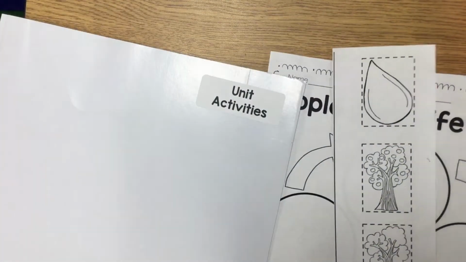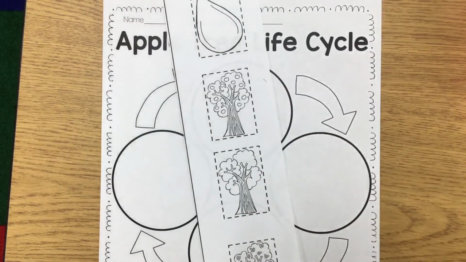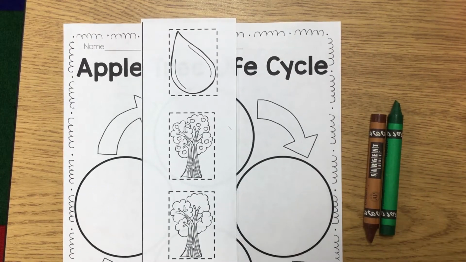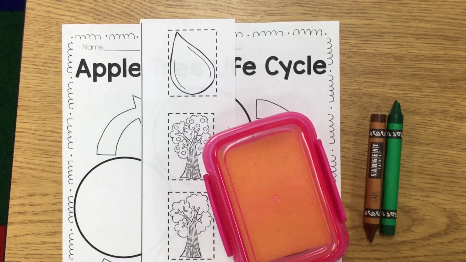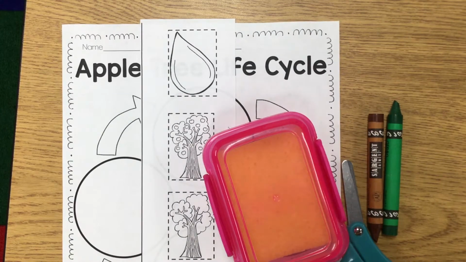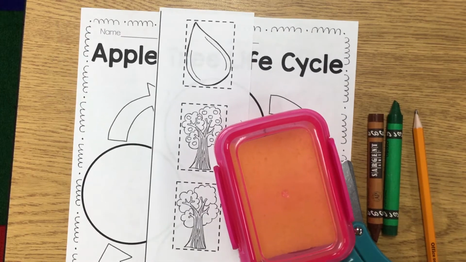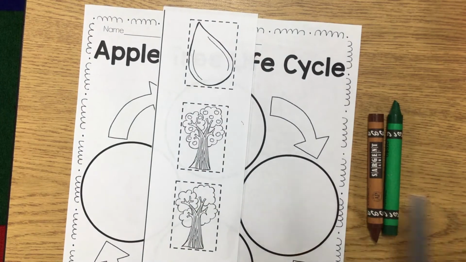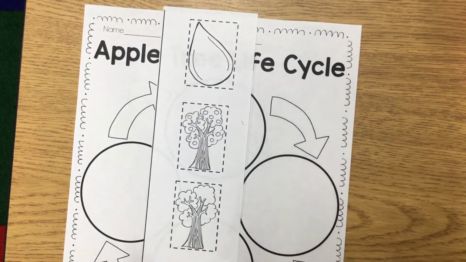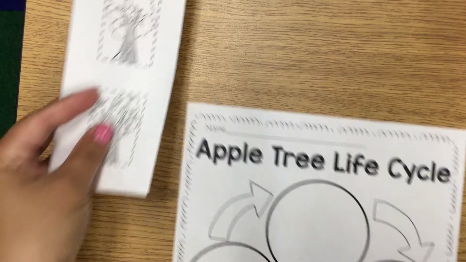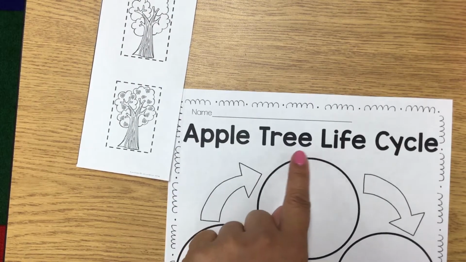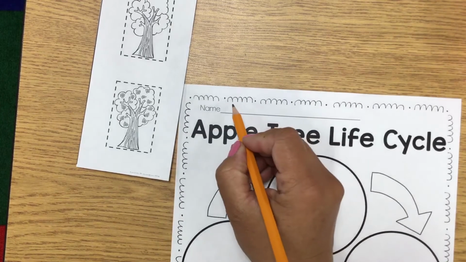Set your folder aside. You will also need a green and brown crayon, your glue container, your scissors, and a pencil. Go ahead and get those out, and then we'll get started, okay? All right, so the first thing you're going to do is write your name on the apple tree life cycle.